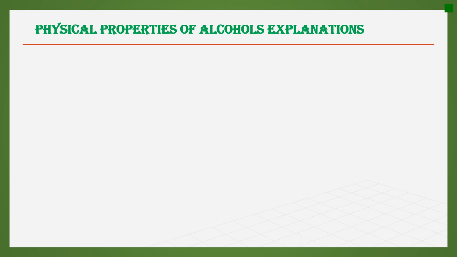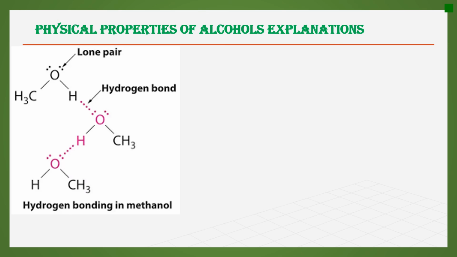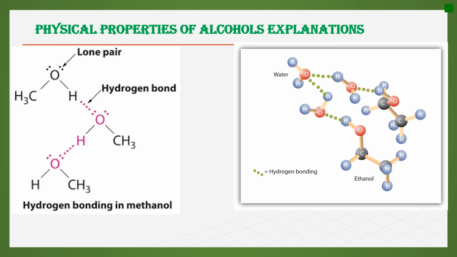Further explanations on physical properties of alcohols. As you can see, methanol molecules can form hydrogen bonds between themselves, which explains why methanol is not gaseous at room temperature. Instead, it is a liquid because of strong intermolecular forces, which are hydrogen bonds. Another diagram shows that water can form hydrogen bonds with ethanol, or ethanol can form hydrogen bonds with water, so they can hydrogen bond with each other. That's why ethanol is very soluble in water.